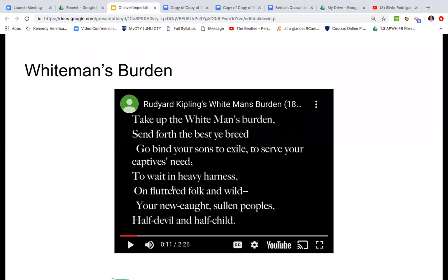It's a way of dehumanizing other people from the conquered land, whom they're calling savages. So in this case, they're talking about the Philippines. What they're saying is, we're going to go over and take over the Filipinos because they're half devil and half child, that they can't take care of themselves. And we're going to show them the American way.